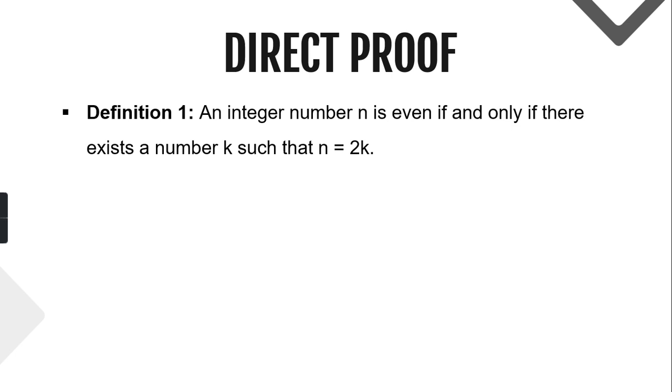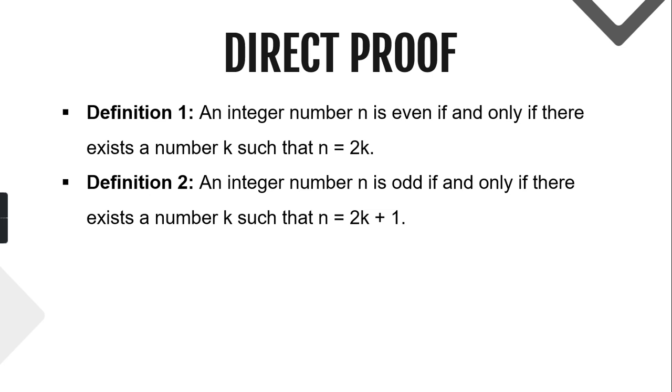Okay, so we have three different definitions that we need to remember. First definition, or definition number 1: an integer number n is even if and only if there exists a number k such that n is equal to 2k. Next, definition number 2: an integer number n is odd if and only if there exists a number k such that n is equal to 2k plus 1.